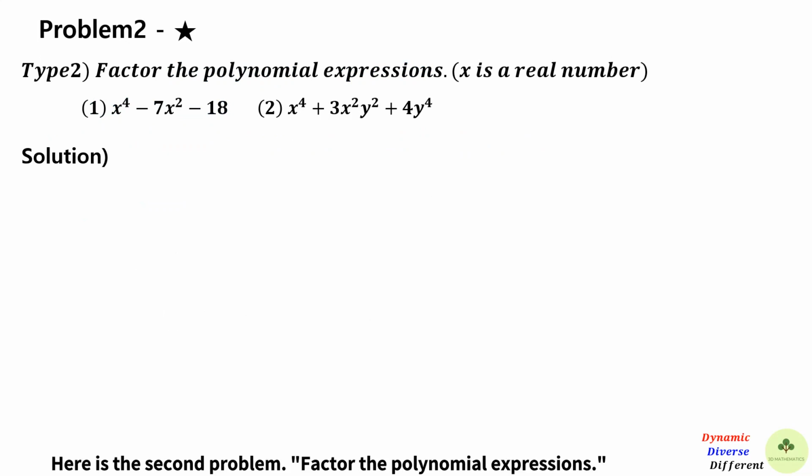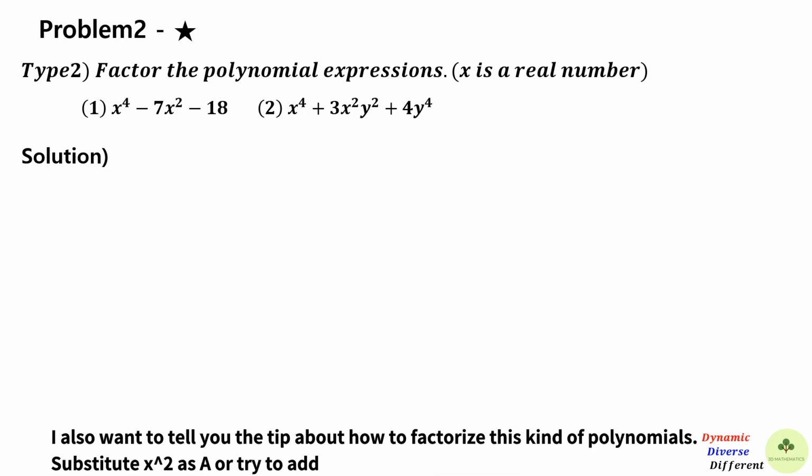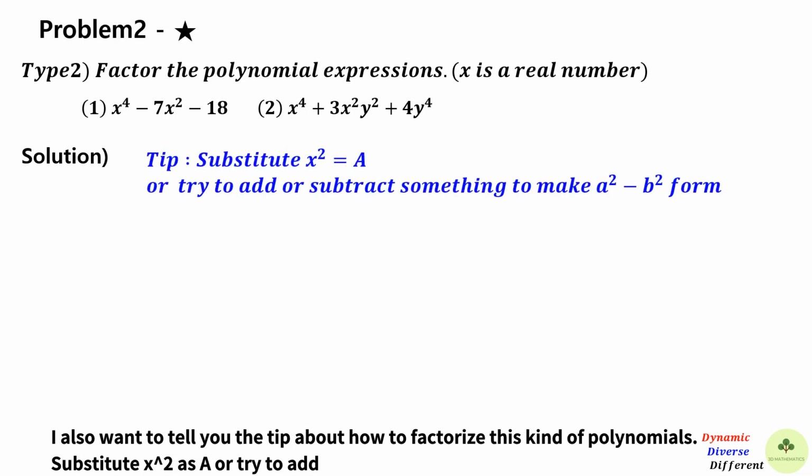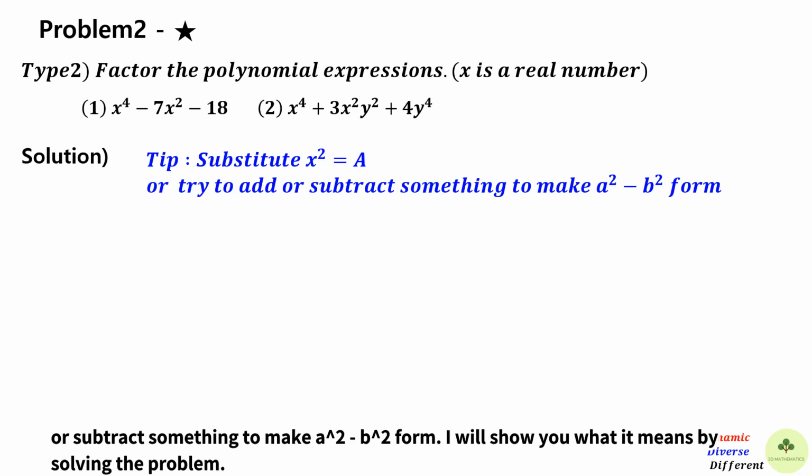Here is the second problem. Factor the polynomial expressions. I also want to tell you the tip about how to factorize this kind of polynomials. Substitute x squared as a, or try to add or subtract something to make an a squared minus b squared form. I will show you what it means by solving the problem.